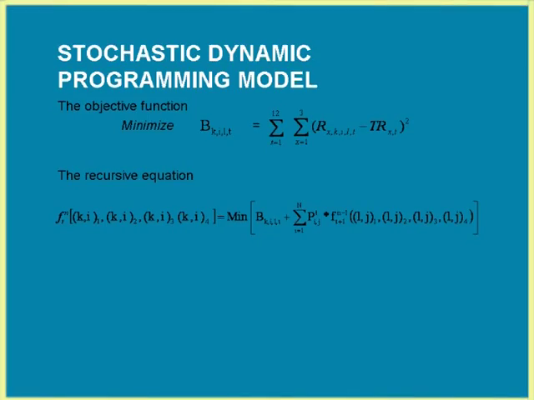So this is the objective function for the initial storage and inflow state of the first reservoir, second reservoir, third and fourth reservoir. What is the expected net benefit of the current time period for various combinations and also previous decisions with respect to their transition probabilities.